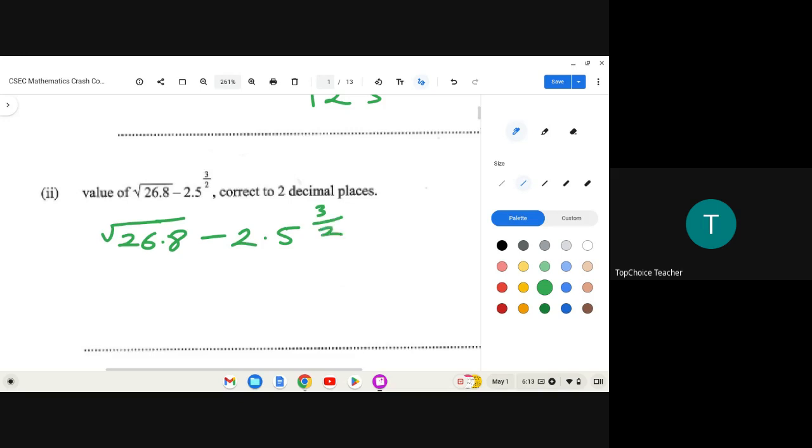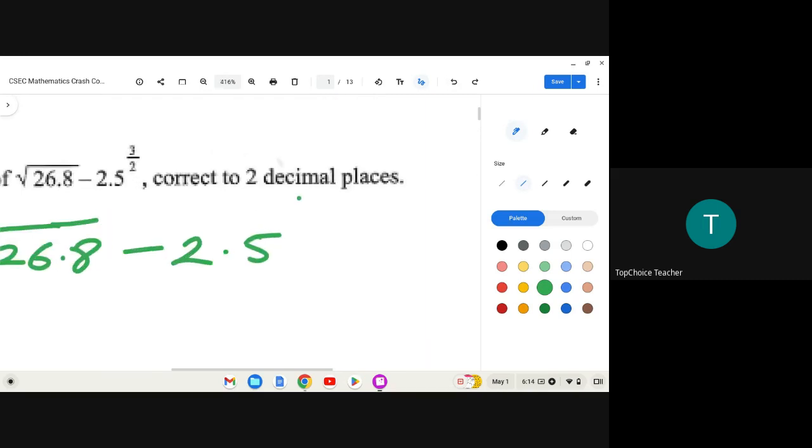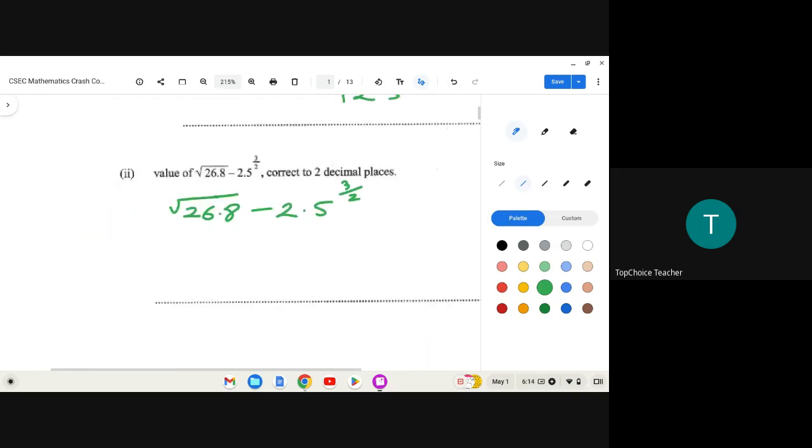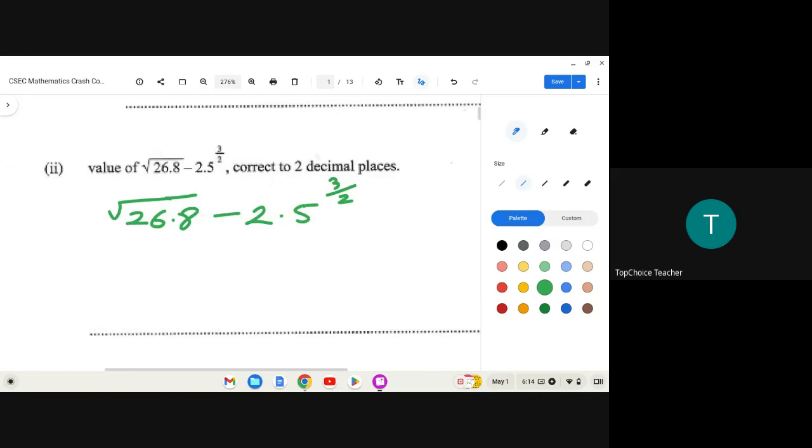In case you can't see the question because it's blurry, I wrote over the question here for you. So let's put that 3 over 2 on top there, so it's going to look like a power. This is something you could work in parts, or you could input it directly into your calculator. So I would like to see you all try. What would you get? You don't need to approximate it to anything as yet. What you're getting as a raw figure for this thing. The root of 26.8, I'm working it as well, minus 2.5 to the power of 3 over 2.